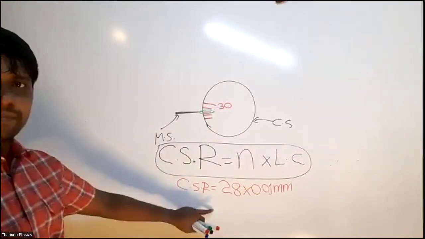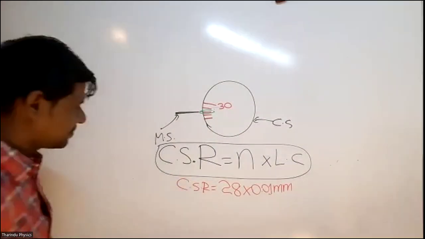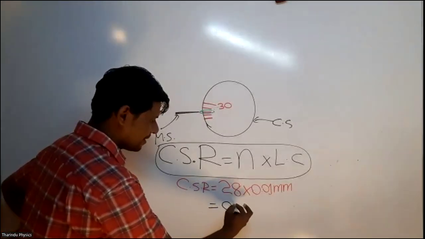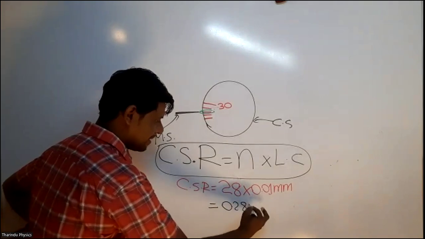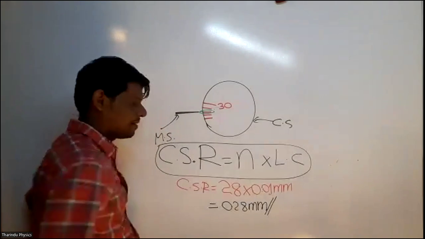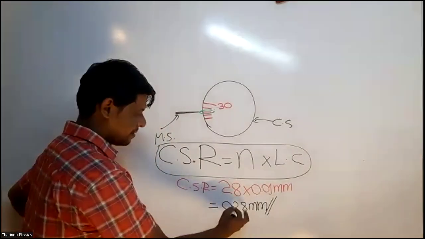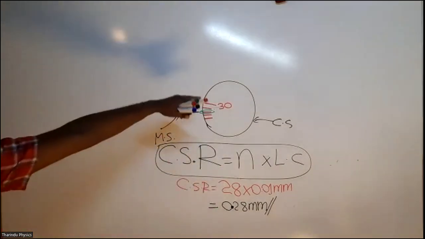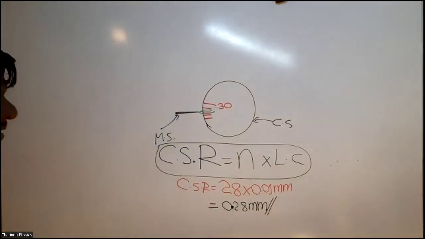So the reading is 0.28 millimeter. Copy this. Copy this quickly.